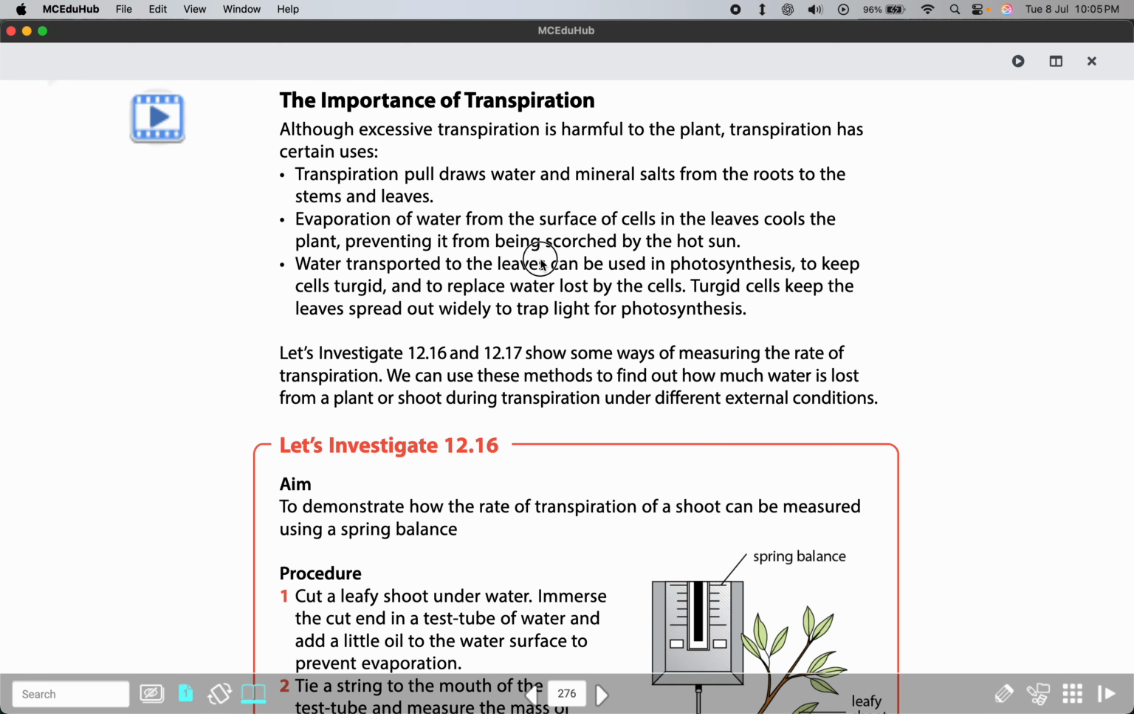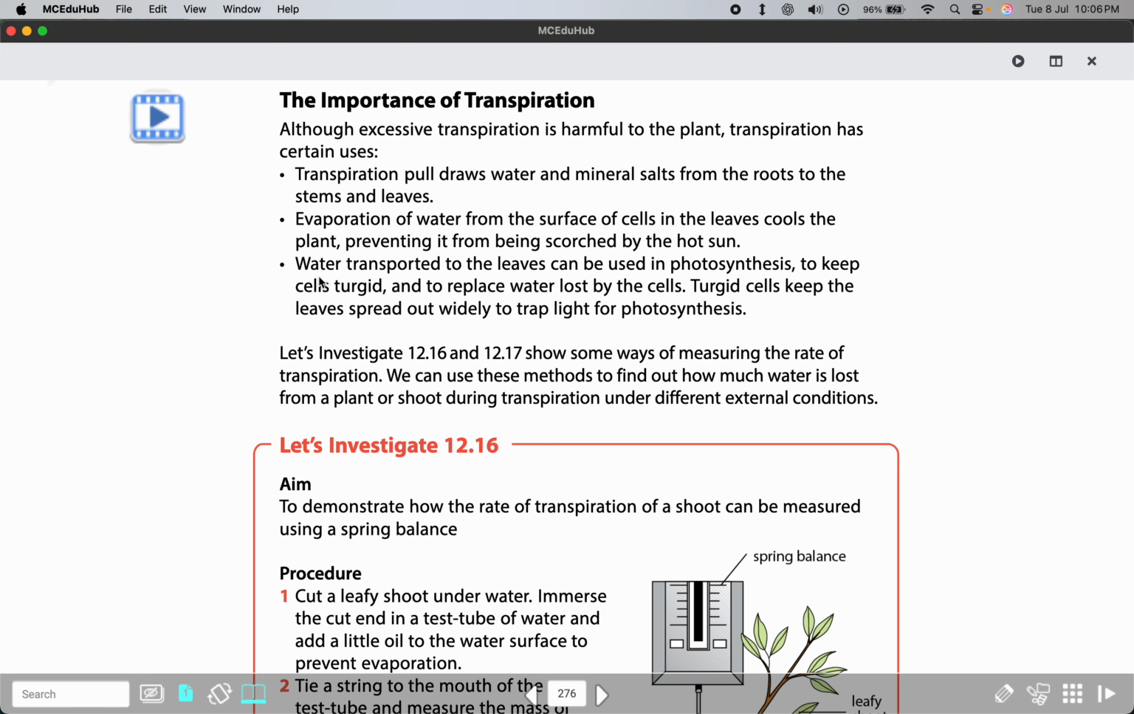Okay, so what is the importance of transpiration? We know that excessive transpiration is harmful for the plant. This is what causes wilting, when the plant doesn't have enough water. But transpiration actually has a lot of uses. In fact, transpiration is a key part of the plant, because it pulls water and mineral salts from the roots to the stem and the leaf. Without transpiration, the leaves cannot survive. And the evaporation of water from the surfaces of the cells of the leaf cools down the plant, preventing it from being scorched by the hot sun.